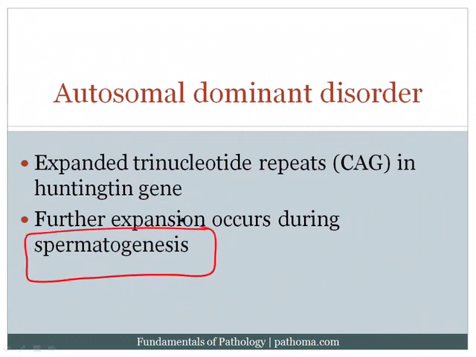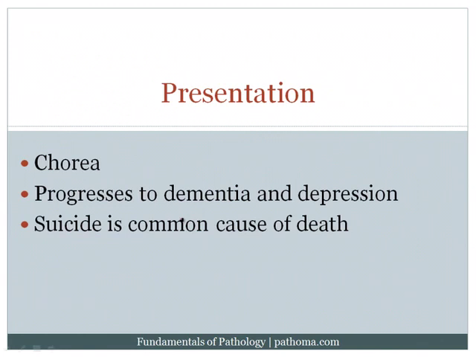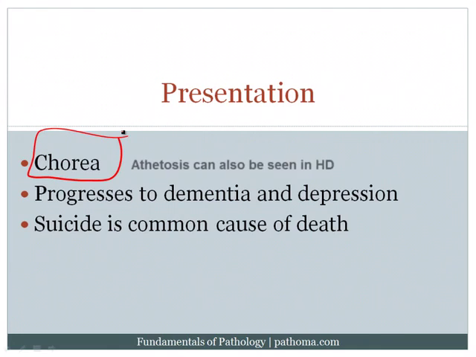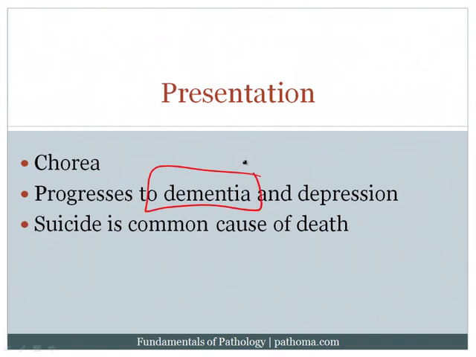That's particularly high yield. Of course, patients with Huntington's disease are going to have chorea. Chorea is a rapid involuntary contraction of muscle. They can also get something called athetosis. Athetosis is when you get these slow, involuntary, snake-like movements of the fingers. Board examiners like you to know about athetosis as well. This can eventually progress to dementia, and so you could have dementia as a component of Huntington's disease. Eventually, patients also can get depression, and suicide is a common cause of death.